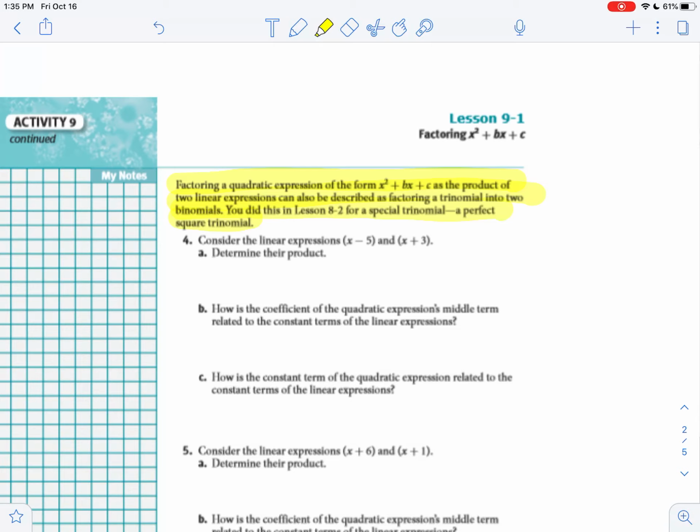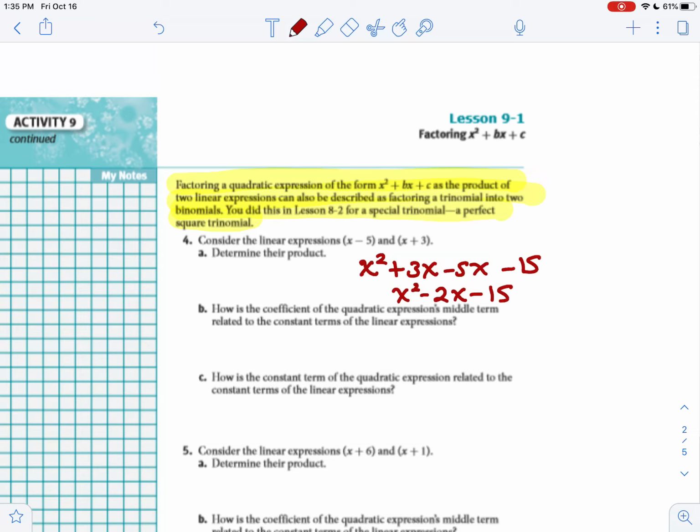So consider the linear expressions x minus 5 and x plus 3. If we were to determine their product, we can do that pretty quickly by using FOIL. So x times x is x squared. And then the outer's 3x, the inner's minus 5x, and the last negative 15. Then we will get x squared minus 2x minus 15.